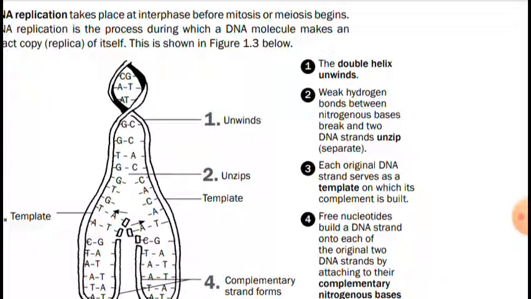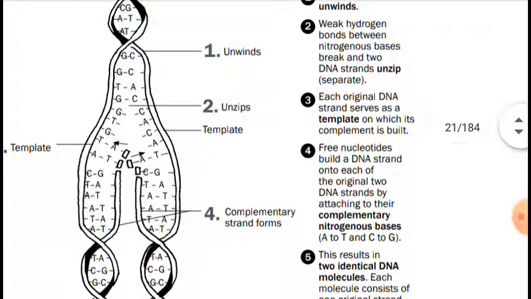Which leads to what? The DNA structure to unzip. It won't let the nitrogenous bases connect, so it unzips. And then each strand will serve as a template. It will serve as a template.